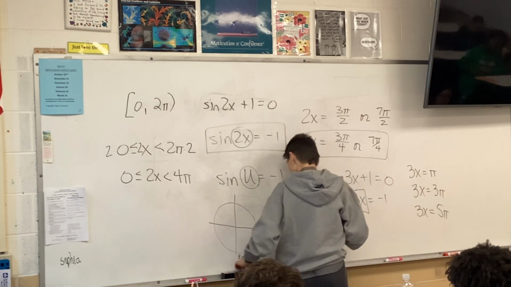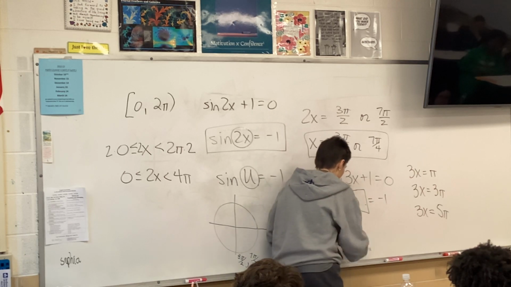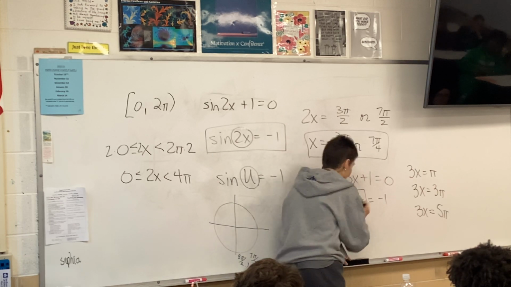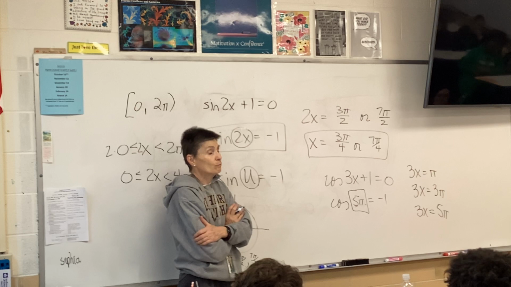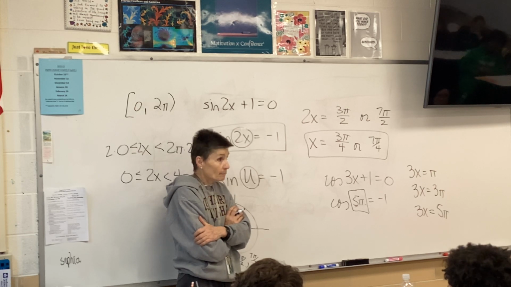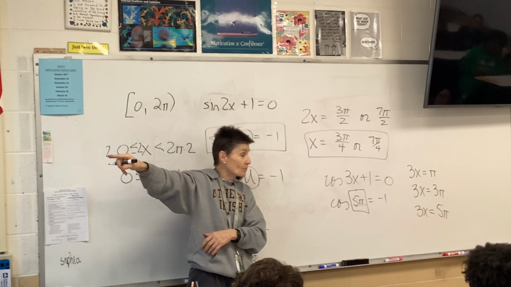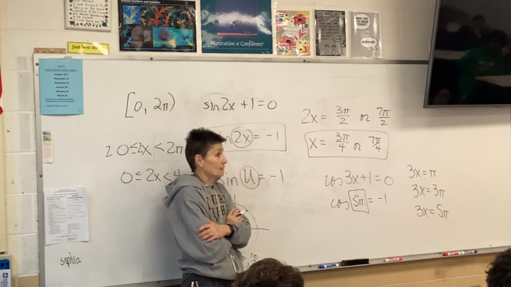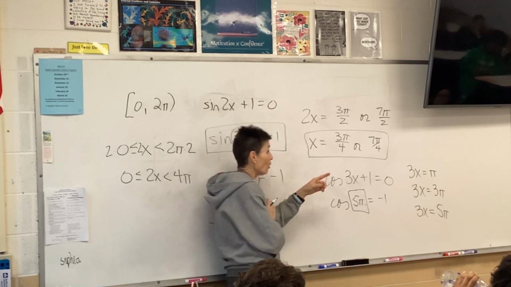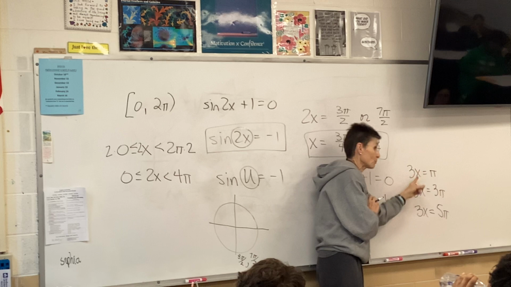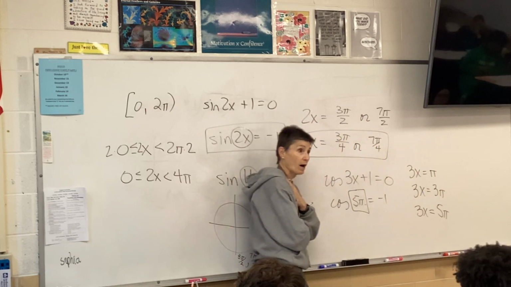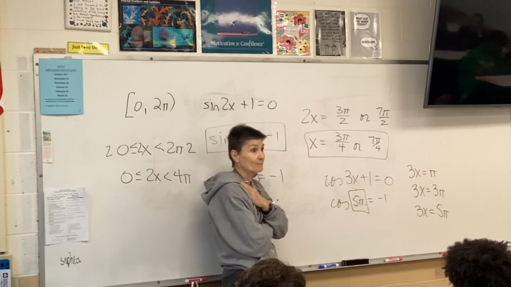If I took this out and put 5 pi in there, is the cosine of 5 pi negative 1? Yep. It's over here on this side of the circle. Right? Okay. Now, those are all 3x values. My job is to solve for x.